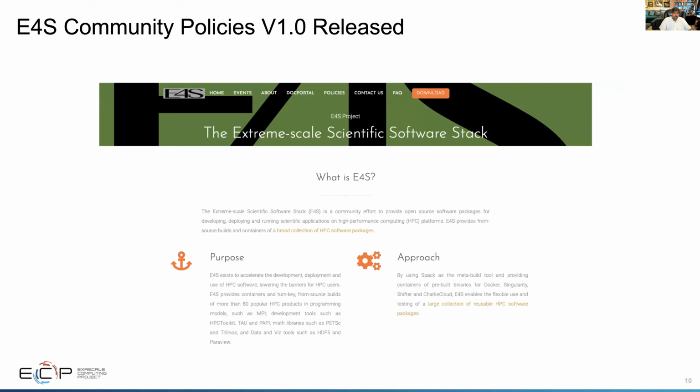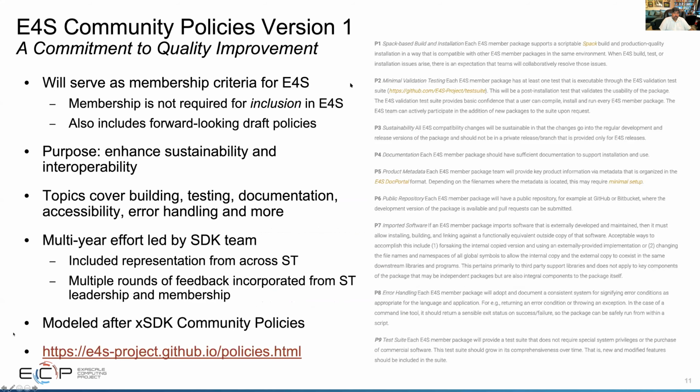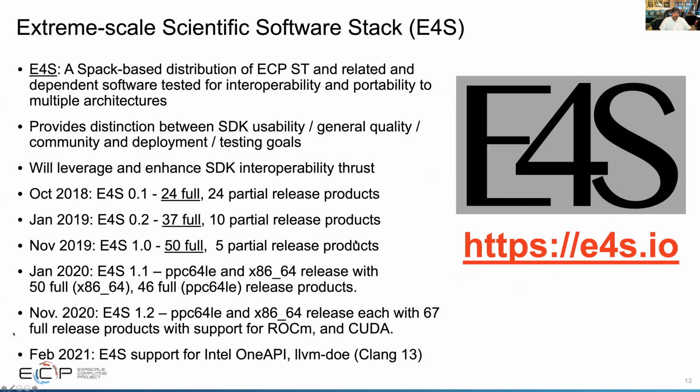And in case you are wondering about how we can add more tools to this, there are some community policies that we have developed, and we have released them in the version 1.0 release of E4S. You can find this on our webpage. And here are the community policies. There are 9 policies that are available right now, which were modeled on the xSDK community policies. And there is a great effort from the SDK team to develop these.